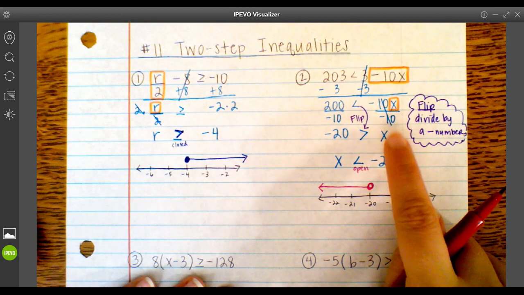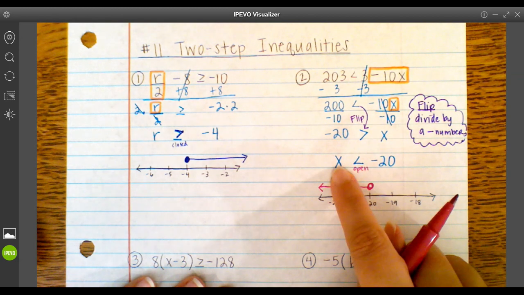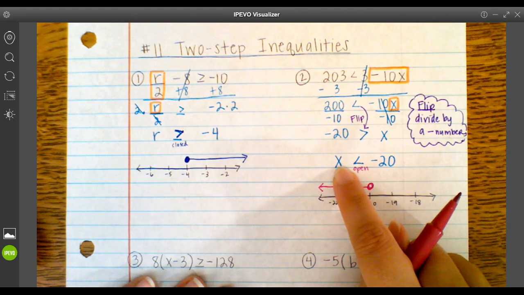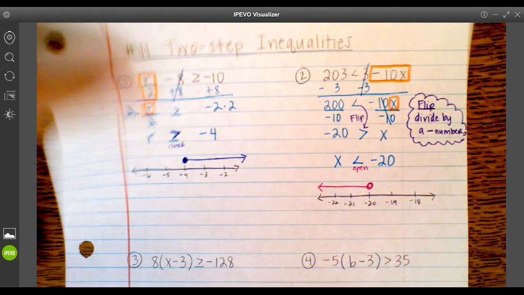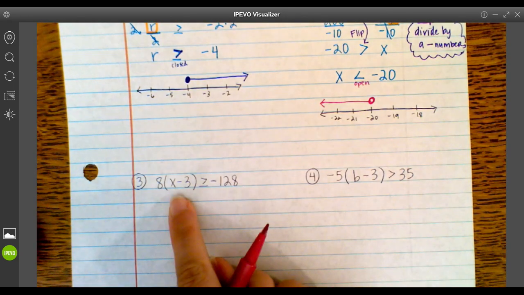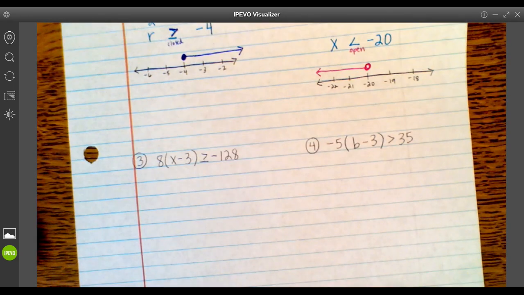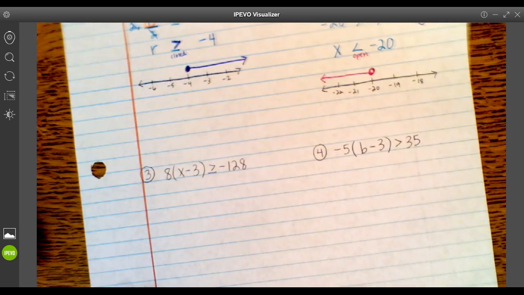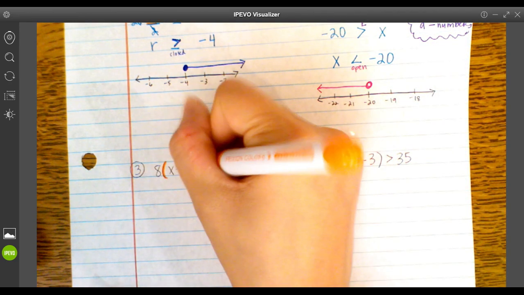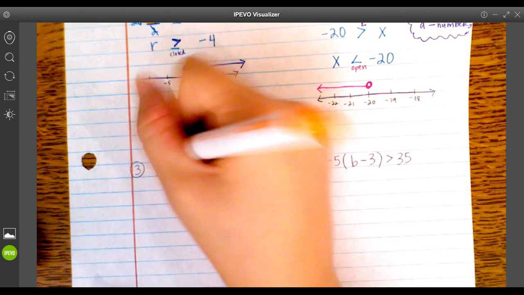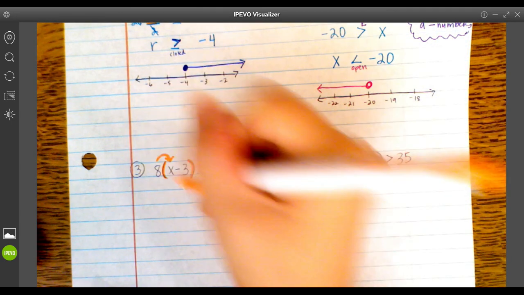If your variable is on the right side, you must flip it around to make sure that that letter is on the left side of your inequality. Fair warning. All right. So let's take a look at number 3 and number 4. Right away, something should be screaming at you guys about number 3. And I know you guys are awesome and amazing. You should be seeing those parentheses, which means I must distribute.